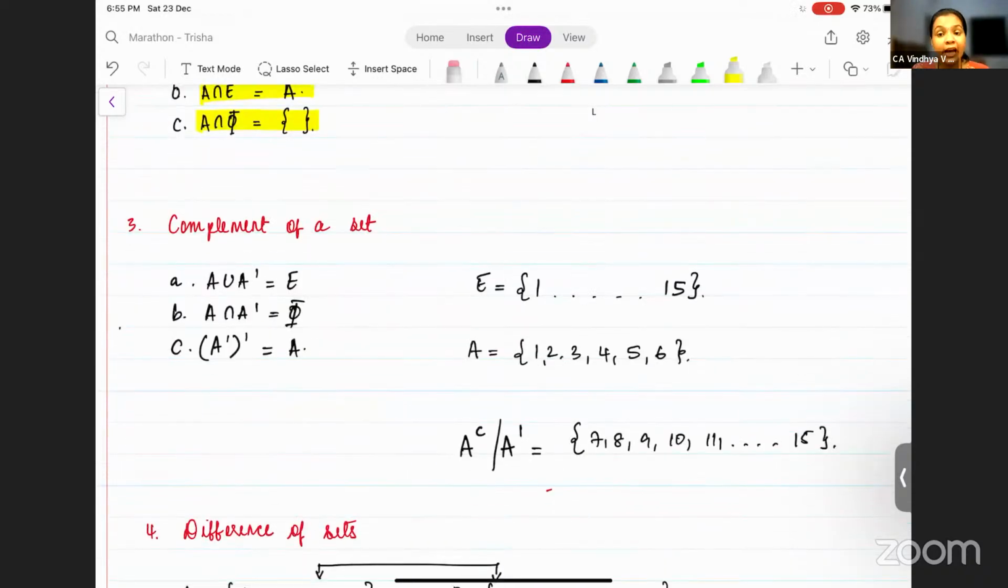Complement of a set means anything other than set A. So here you have superset E, which has 15 elements, 1 to 15. Set A has 1, 2, 3, 4, 5, 6. So the complement of set A will have anything other than set A, that is 7, 8, 9, 10 to 15. So you have A union A dash equal to E. A intersection A dash is the null set. And the complement of a complement is nothing but A.